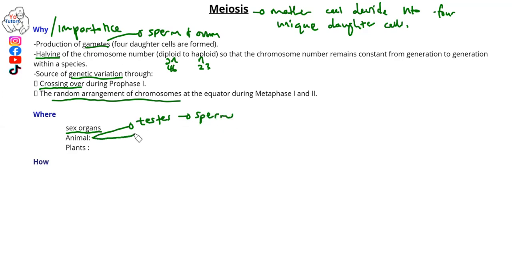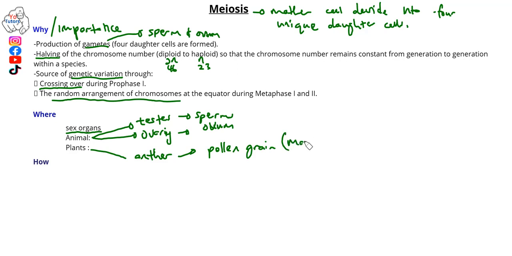Then it takes place in the ovaries. The ovary forms what? The ovum. Then what about in plants? In plants, it takes place in the anther. The anther here is the male one, and it forms what are called the pollen grains. Now the pollen grains are for the male.